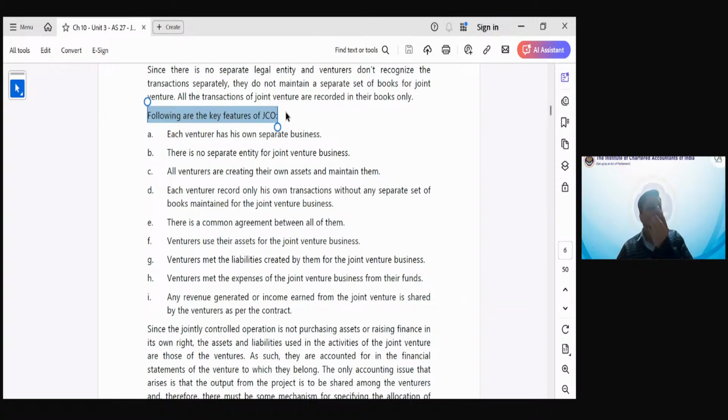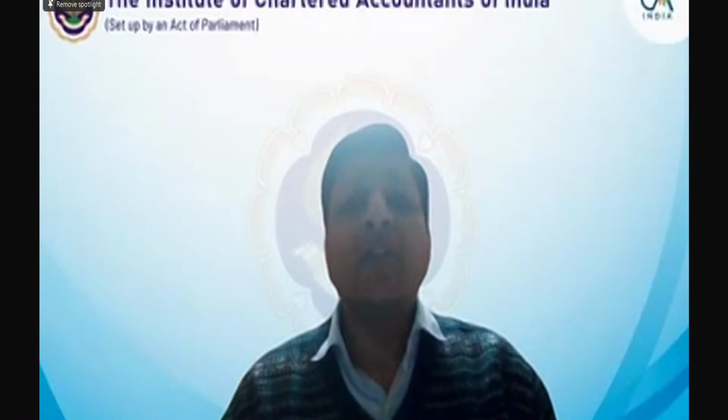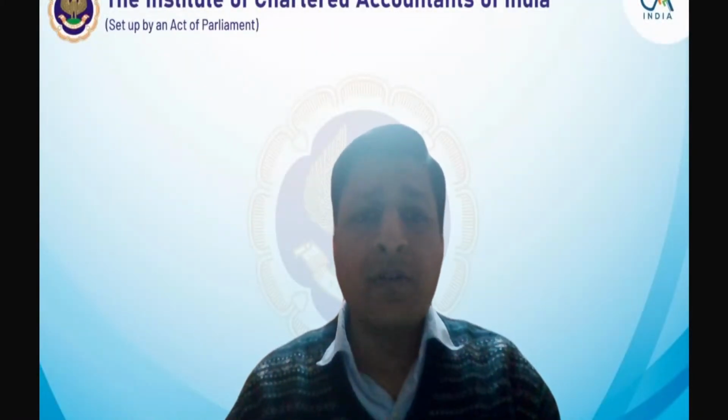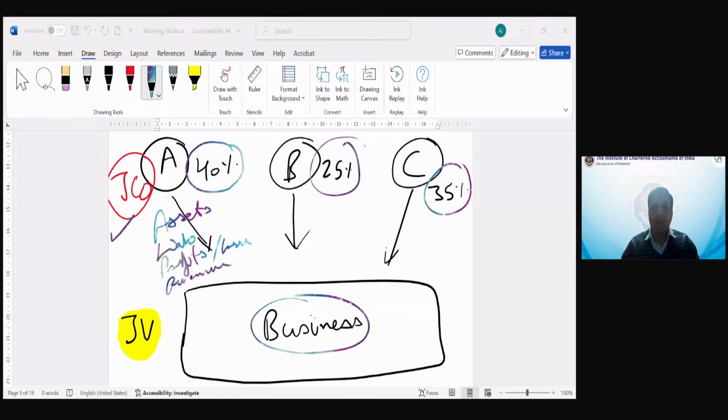And the accounting requirement is quite simple. But we'll move on to that accounting requirement in the next session, with the help of an example, of course. But any questions, any doubts you have in relation to JCO, please let me know. So are you now clear as to what you understand by JCO? How does a JCO work? What are the features of a JCO? Over to you. Quickly. Everyone clear?